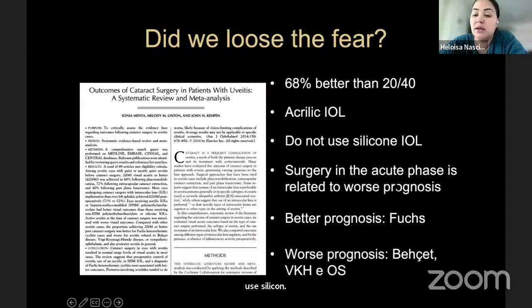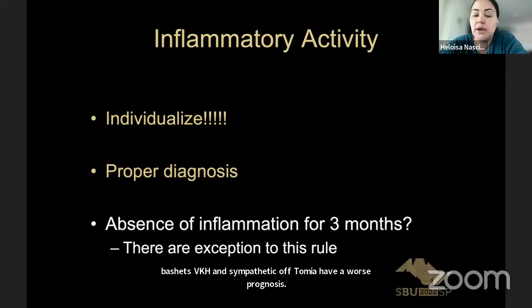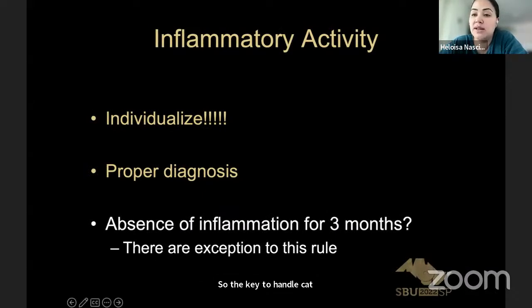Surgery in the acute phase is related to a worse prognosis. So that's why we need to control the patient for 3 months, if possible. Fuchs has a better prognosis, and Behçet's, VKH, and sympathetic ophthalmia have a worse prognosis. So the key to handling cataract and uveitis is to individualize patients, to have a proper diagnosis, and an absence of inflammation for 3 months. But there are exceptions to this rule.